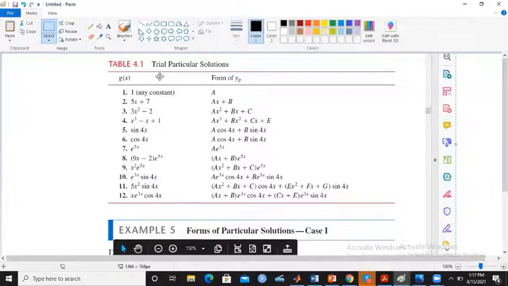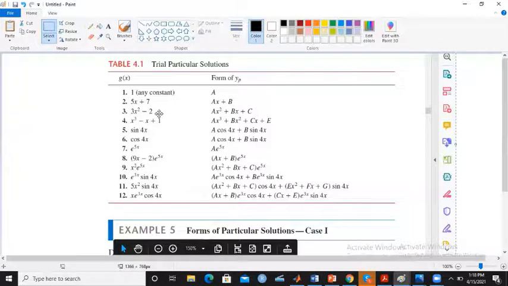For example, if a constant, any constant, for example, in this question we had 6, so your yp will be A. If it is a polynomial of degree 1, 5x plus 7, then your particular solution is ax plus b. If it is a second order one, you will consider ax squared plus bx plus c. Now, please look at row number 3 very carefully. Here I have only got 3x squared minus 2.